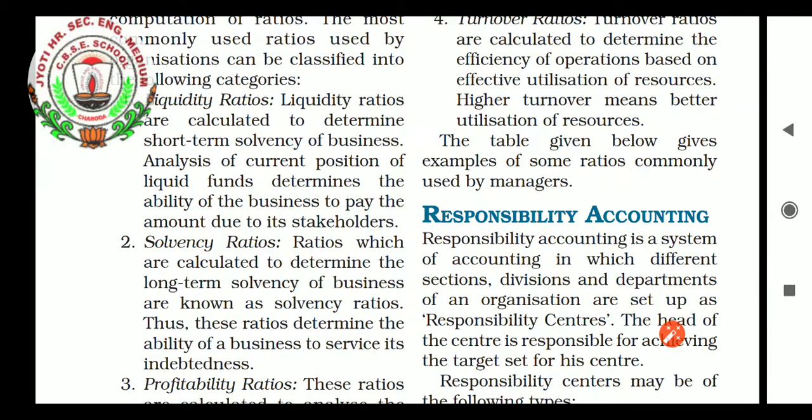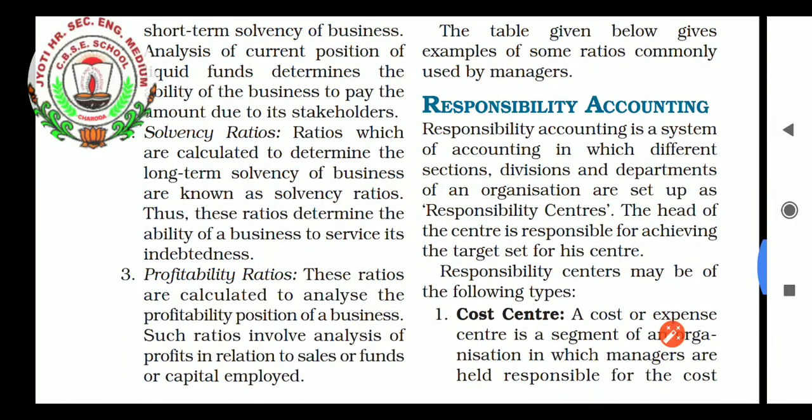Solvency ratios are calculated to determine the long-term solvency of business. Thus these ratios determine the ability of a business to service its indebtedness.